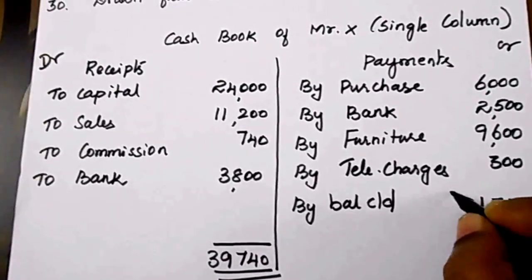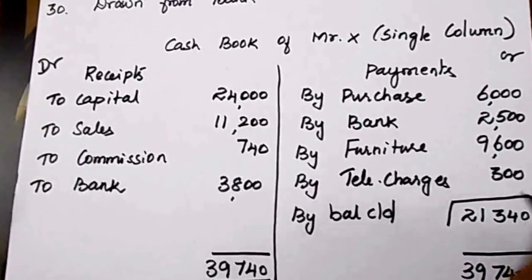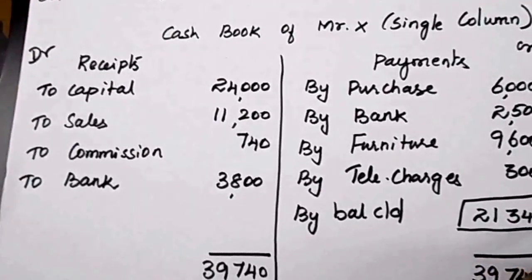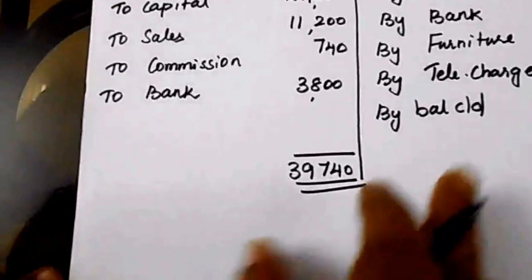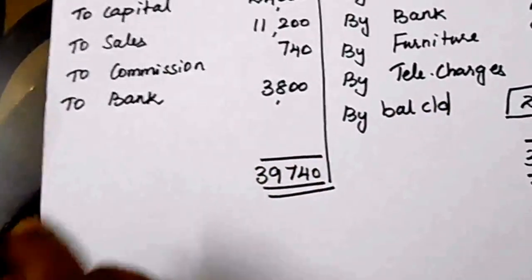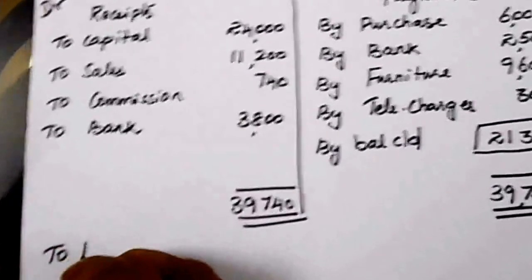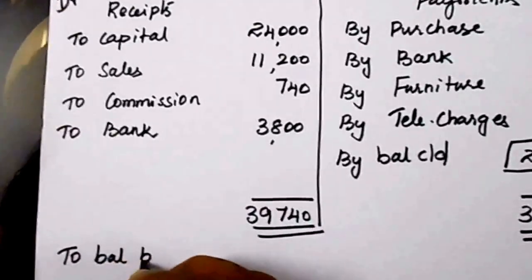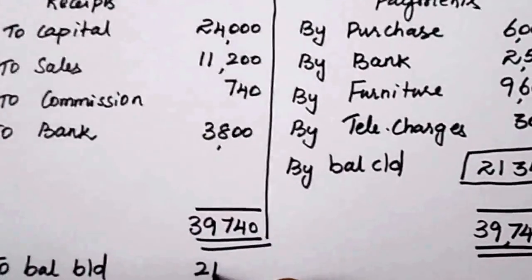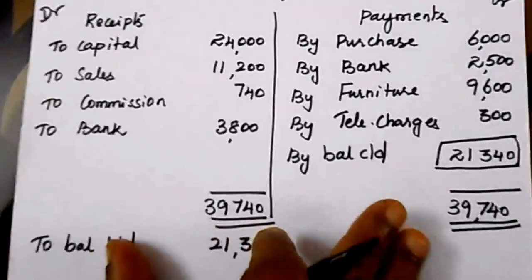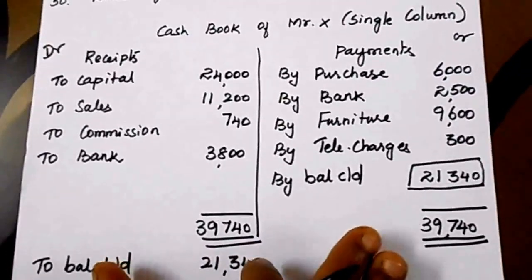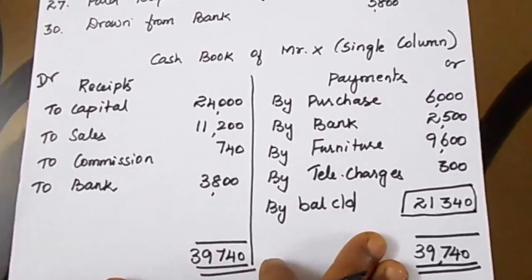21,340. This is the closing cash balance. This will be the opening cash balance for the next month. So you have to transfer this to next month. Opening balance, to balance brought down, 21,340. This is the way to prepare a simple cash book, that is single column cash book.